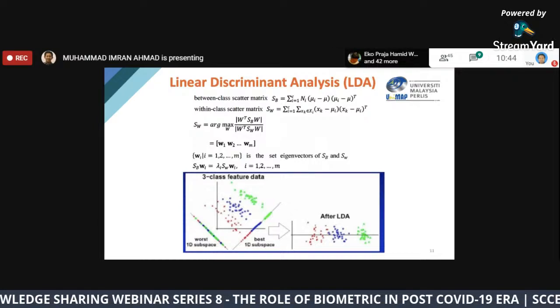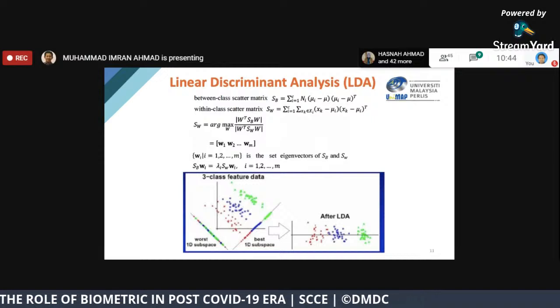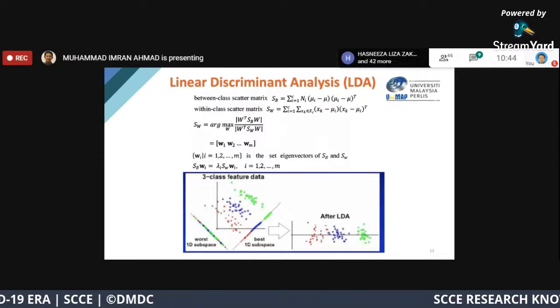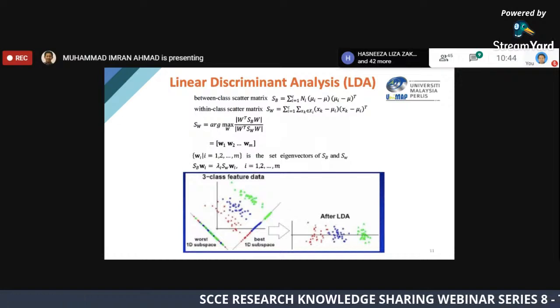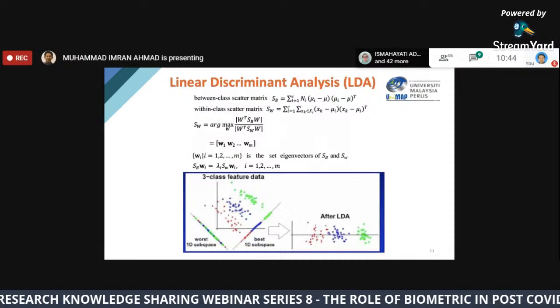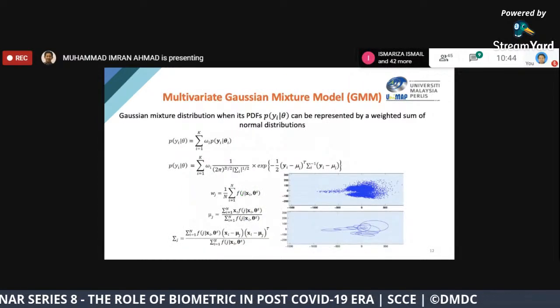That's why PCA and LDA are very popular, because they manage to do the projections to a lower feature space, so that at the end the new feature space will have better class separation. That one is for linear projections.